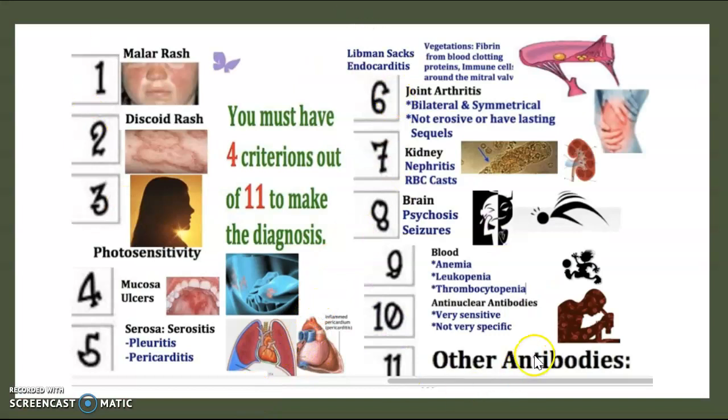There are 11 criteria that lead to the diagnosis of lupus. The first one is malar rash. The second one is discoid rash. The third one is photosensitivity. The fourth one is mucosal ulcers. The fifth one is serositis, pleuritis, or pericarditis.